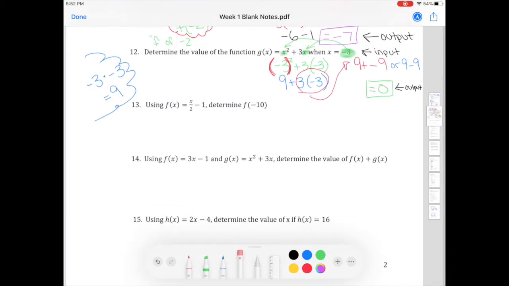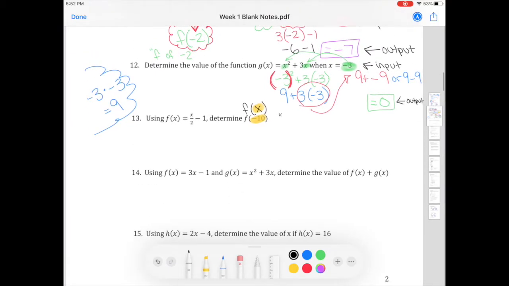Okay, so just to get you comfortable with substitution, I kind of ignored this fact for 11 and 12, but it's really going to come up now in number 13. So for number 13, it says using f of x equals x over 2 minus 1, determine f of -10. So above that, I'm just going to write that whole f of x idea. Notice, in place of x in this notation is a -10.